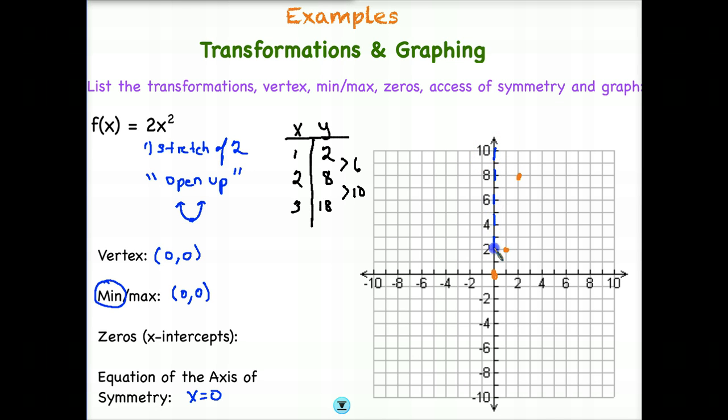And that way I can plot symmetric points to the ones that I've already plotted, which will make it easy for me to graph. So I have this point which is 1 away from my axis of symmetry, so I'll plot the other one also 1 away. This one is 2 away, so I'll plot this one 2 away. And now I'm ready to connect my points.